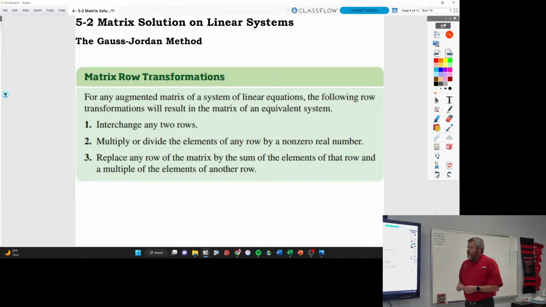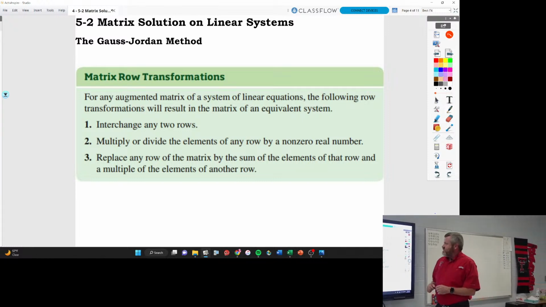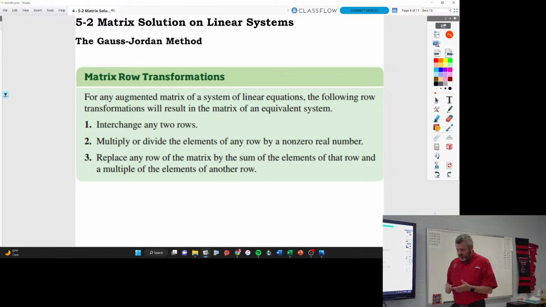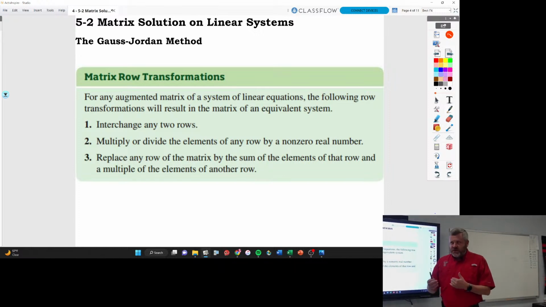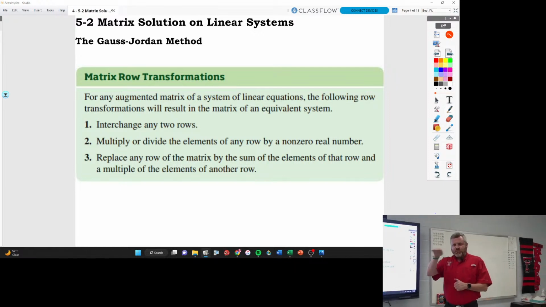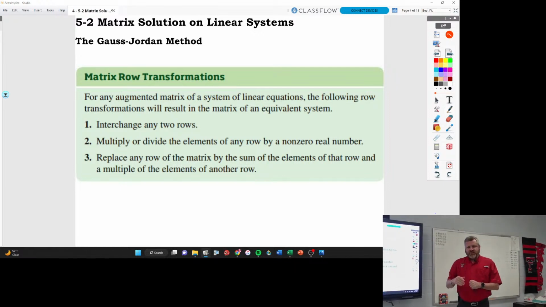Matrix row transformations. For any augmented matrix of a system of linear equations, the following row transformations will result in a matrix of an equivalent system. Okay. So as we go through this, I'm going to talk a little bit about what's going on. Remember that each row of a matrix represents a different equation. So if I have 3 equations, does it really matter which equation comes first or second or third? The answer to that's no.